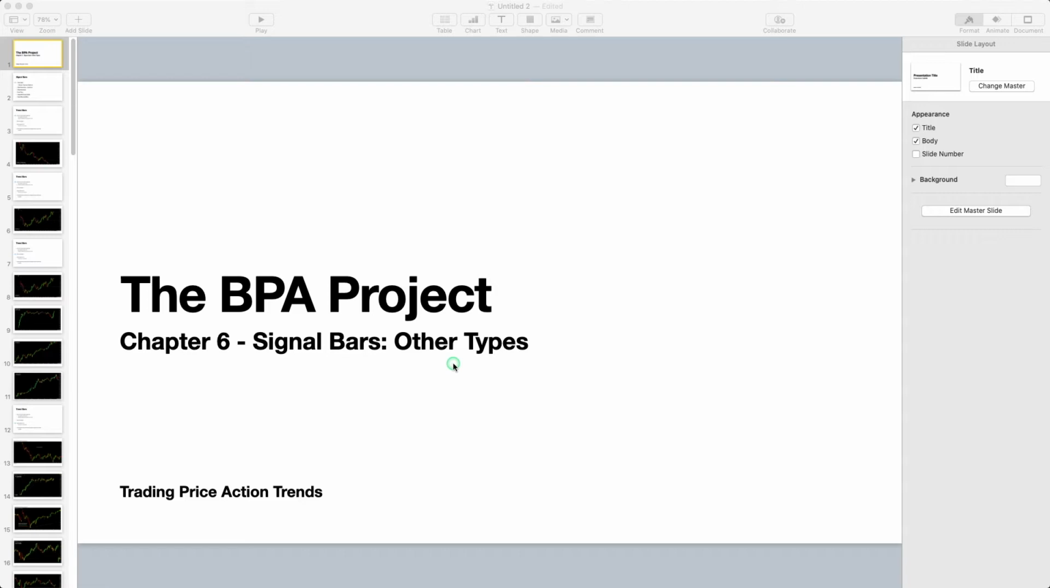Chapter 5 was about reversal bars. In this chapter, I'll talk about all the different ways to enter a trade and all the different types of bars that potentially have an imbalance of buyers or sellers above or below the bar. So this has a lot of variety of different ways to enter a trade.